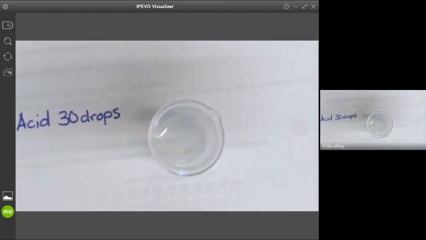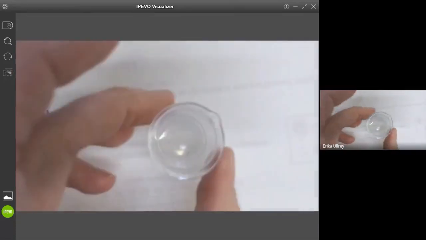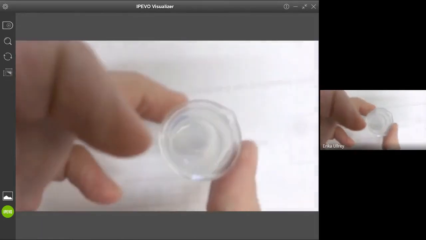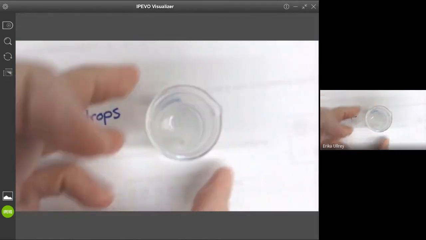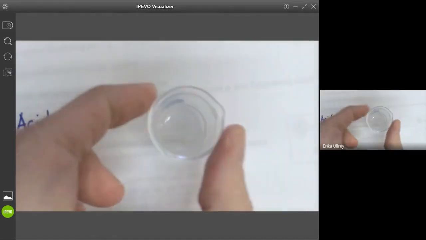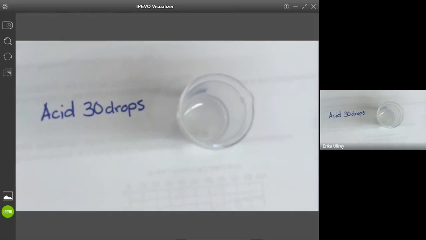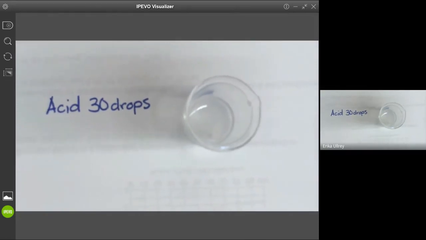So I'm going to put 1 drop in there. 1 should be enough for such a small beaker. I'm going to stir it around so it's completely mixed in. Okay. So what I have is 1 drop of phenolphthalein in there with 30 drops of acid. The acid that I'm using is a strong acid. It's HCl. Okay. Now, what I'm going to do is I'm going to add drops of base to this.